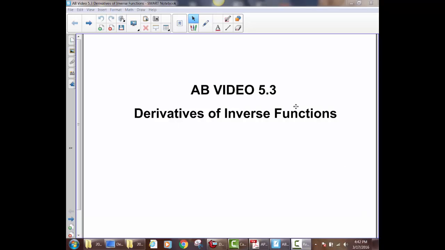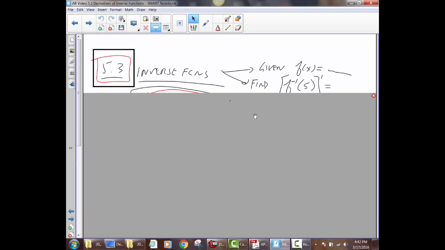AB video 5.3, derivatives of inverse functions. Okay? All right, so here's what's going to happen. They're going to give you a function f of x, but they're going to ask you for the derivative of the inverse function at a particular number. Now, first thought, you would think, okay, I'll just find the inverse function, then find the derivative of the inverse function and plug in x equals 5.